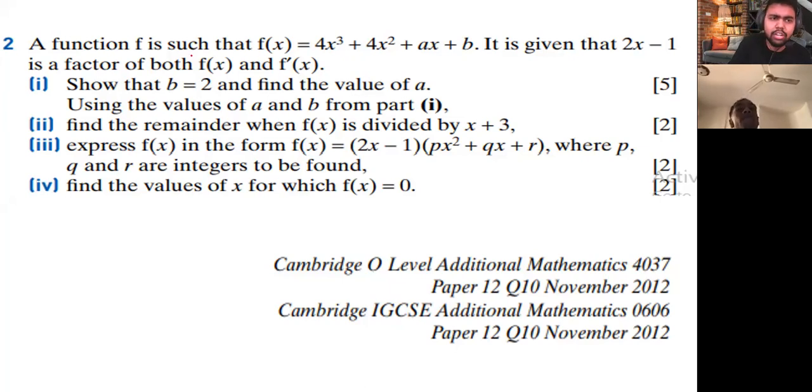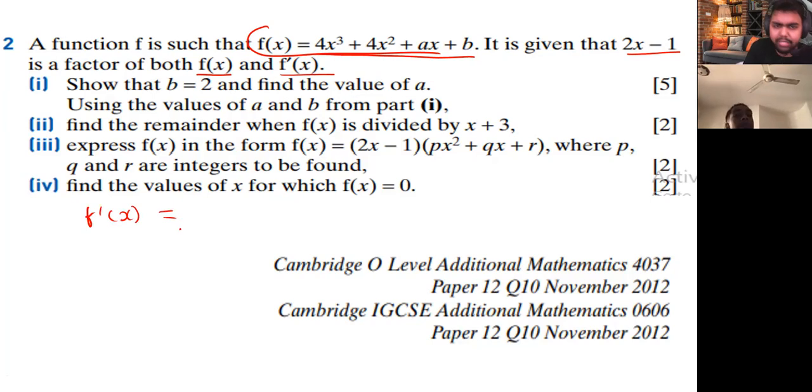So okay, try to understand. The question is saying a function f is such that f(x), this is my function, and it is saying that 2x minus 1 is a factor of both f(x), that means of this function, and its derivative, that means its differentiation. So first of all, try to find what would be the value of f dash x, that means its derivative.